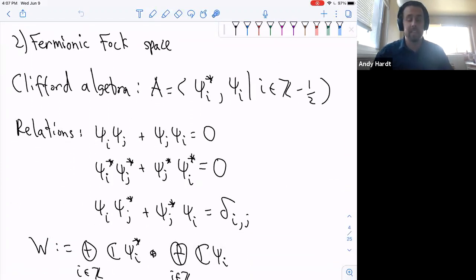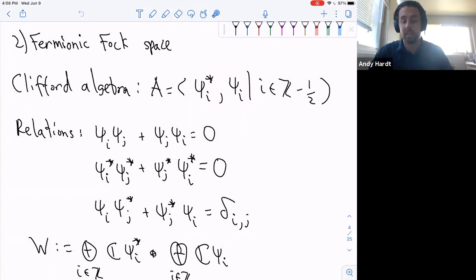So then on the other hand, we have the fermionic Fock space, and this is the regular one, not the Q-deformed Fock space. And so this comes from a Clifford algebra structure. We have operators psi I star and psi I. We call these creation operators and these deletion operators. And you'll see in a moment why we're calling them that.